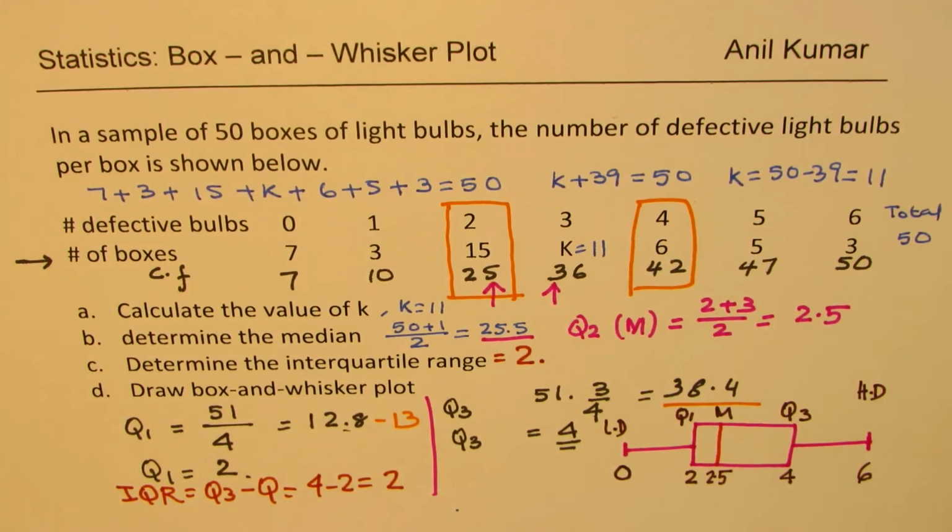So I hope the whole process is absolutely clear, how to figure out the quartiles and interquartile range, and how to sketch the box and whisker plot from the given data.